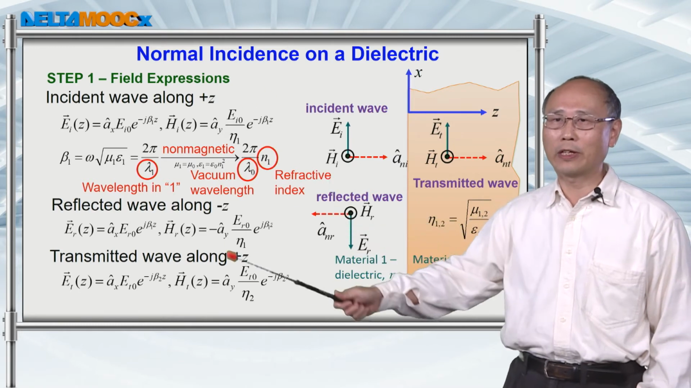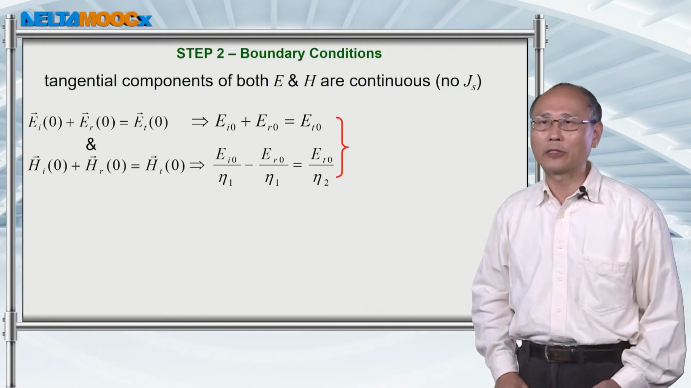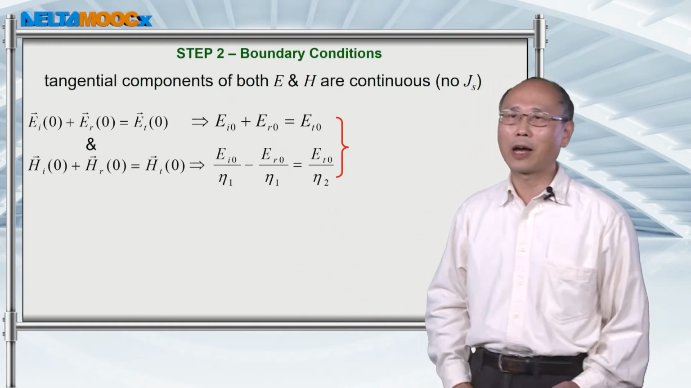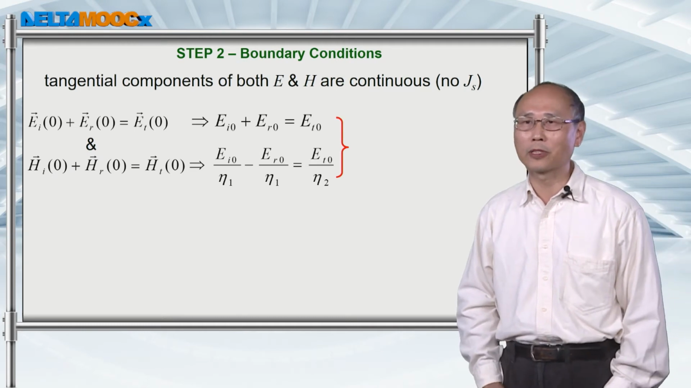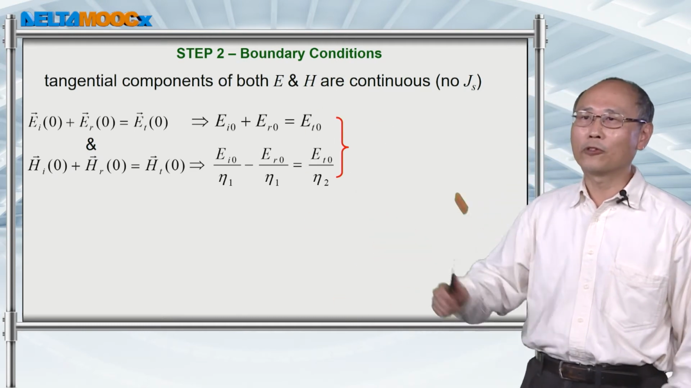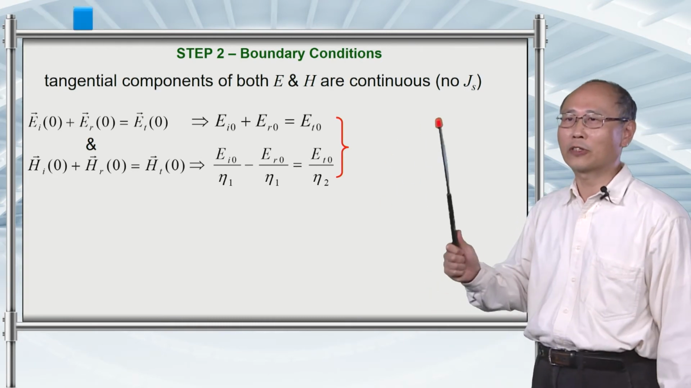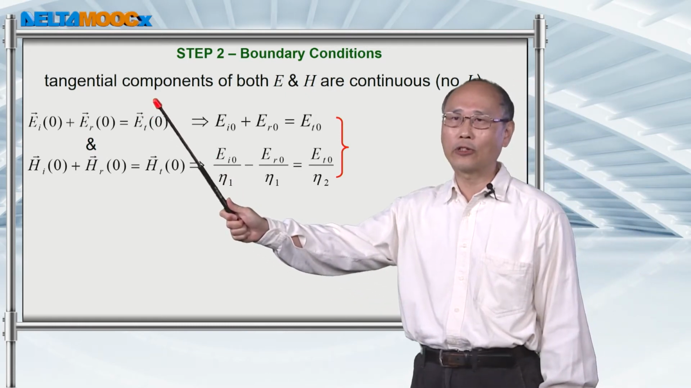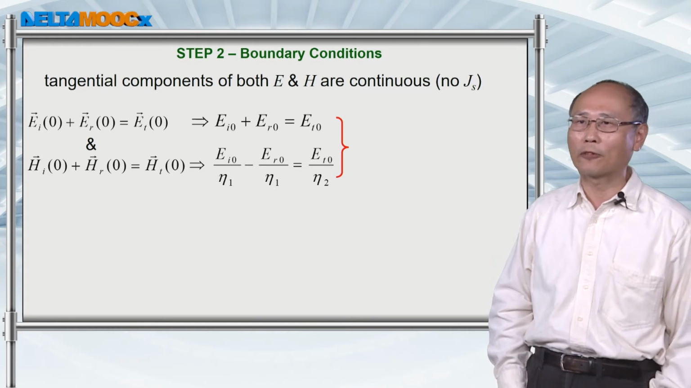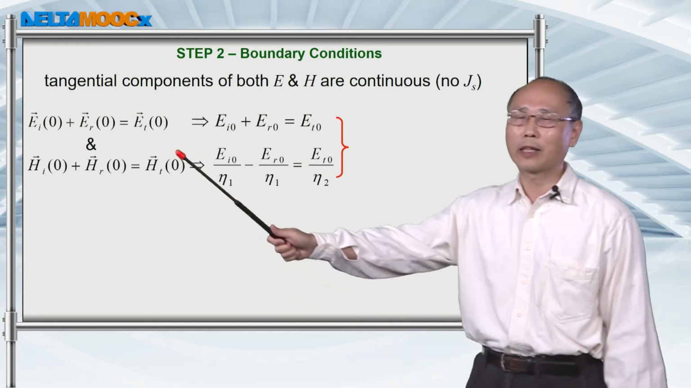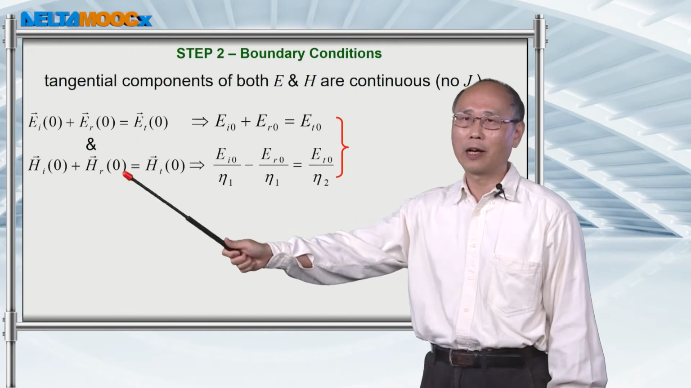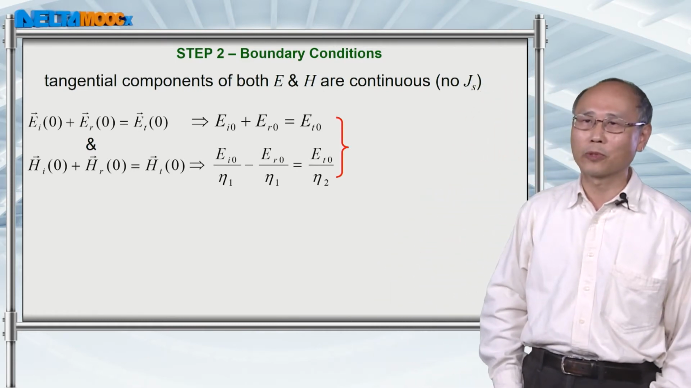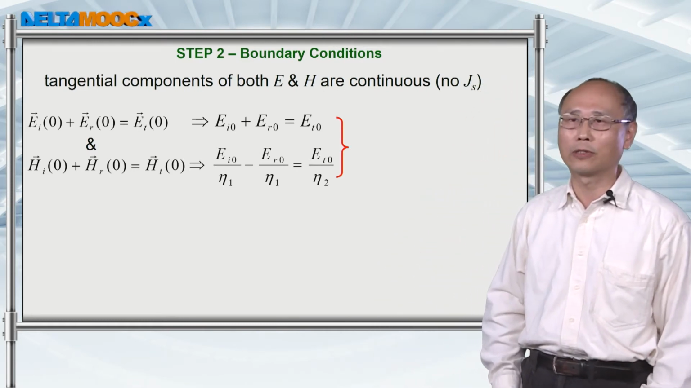So with these three expressions, we are in the position to apply boundary conditions. With the boundary conditions, we can solve for the unknowns in terms of the known parameters. And for a dielectric boundary, there's no surface current on the boundary. So we're going to use the boundary condition that the tangential components of both electric field and magnetic field are continuous. So let's just apply the boundary conditions to these two expressions at z equal to 0, because we purposely set the boundary at z equal to 0.